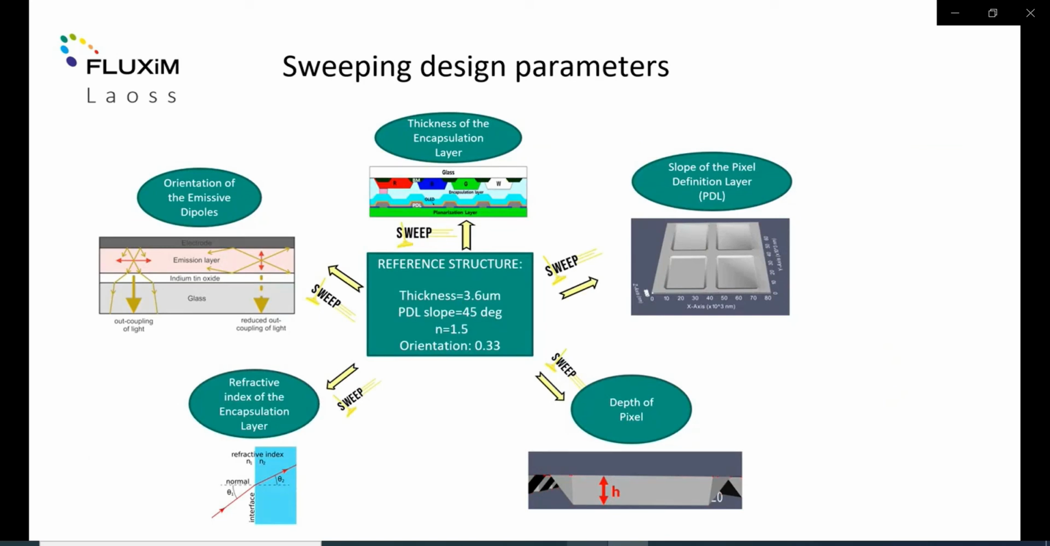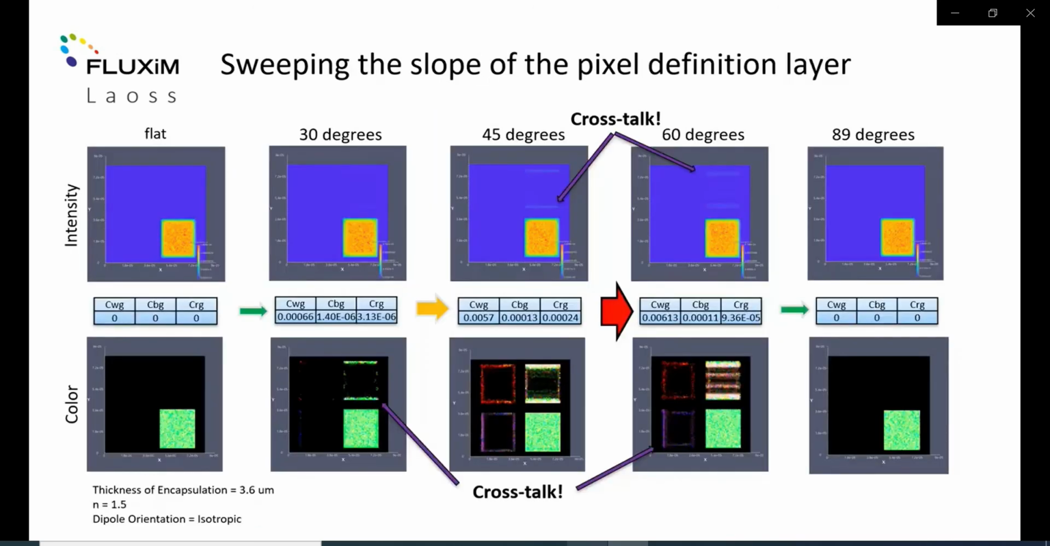Our initial settings are used as a reference structure in the simulation. We can now easily vary several parameters of the display or the materials used. For example, we can sweep the slope of the pixel definition layer. Here we see the XY plot of intensity and color as a function of the angle between the PDL and OLED pixel. The crosstalk can be seen predominantly at the edge of neighboring pixels.